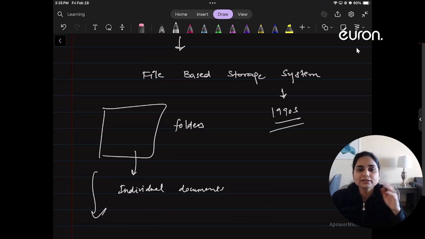In the early days, computers were mostly used for things like performing mathematical operations, statistical operations, and scientific problems. And for all of these things, the file-based storage system worked well.